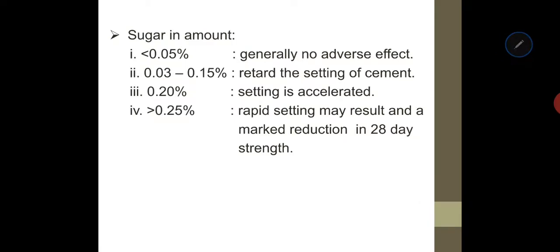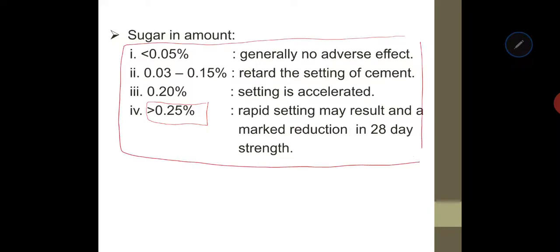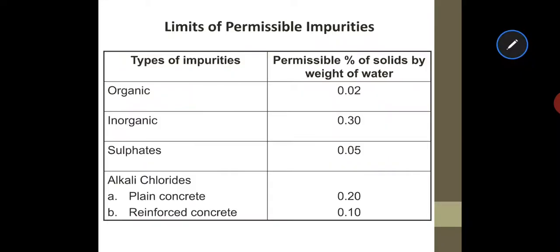So besides salt, we also need to be aware of sugar, and sugar contained in the water is also not advisable. Less than 0.05%, generally no adverse effect, but if there is more than 0.25% of sugar, rapid setting may result in a marked reduction in 28 days strength. So this is all the suggestion if there is sugar contained in the water in your concrete mix.